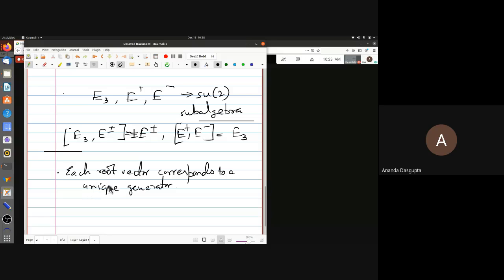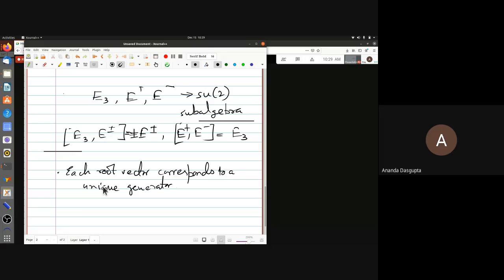What I really meant is this: if you have a weight vector in a given representation, that weight vector can, of course, still not be completely specified after you specify all the weights. That is, even if you know mu1, mu2, mu3, up to mu r, that may not be enough to completely specify the vector we are talking about, which is why you have those extra labels x in the notation. But when you're talking of root vectors, those extra labels are no longer needed, because what we managed to prove, using the fact that there are SU2 subalgebras, is that each root vector has to correspond to a unique generator.